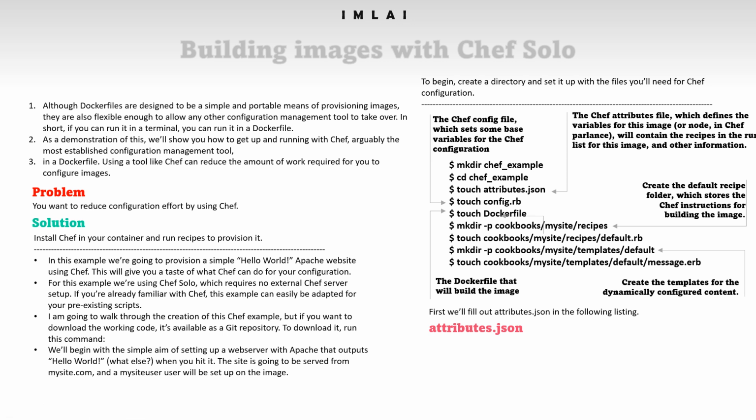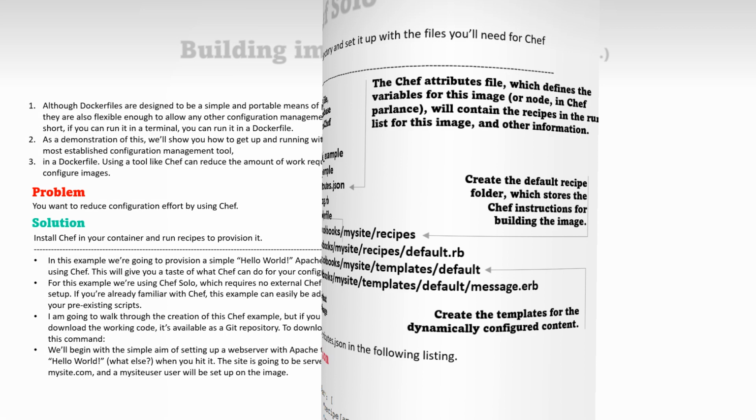The default attributes.json file looks like this: a run list, and inside that you have to provide the required recipes, such as apache2 default and mysite default. So let's continue with building images with Chef Solo. The files that we have created set out the recipes that you are going to run, and the two Apache 2 recipes will be retrieved from a public repository, for which I'm going to provide the link.